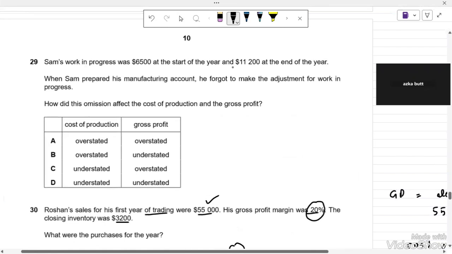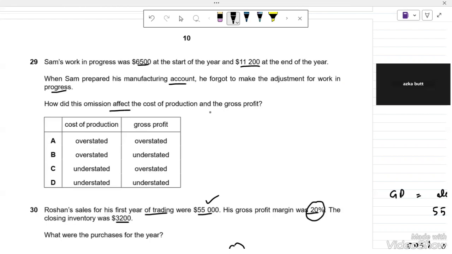Okay. So now let's see the other question. Sam's work in progress was $6,500 at the start of the year and 11,200 at the end of the year. When Sam prepared his manufacturing account, he forgot to make the adjustment for work in progress. So how did this omission affect the cost of production and the gross profit?